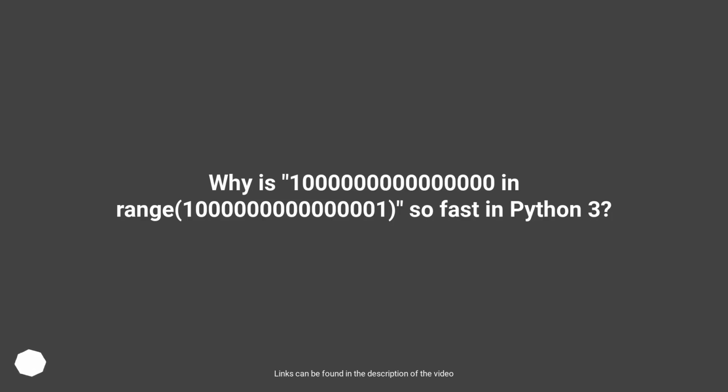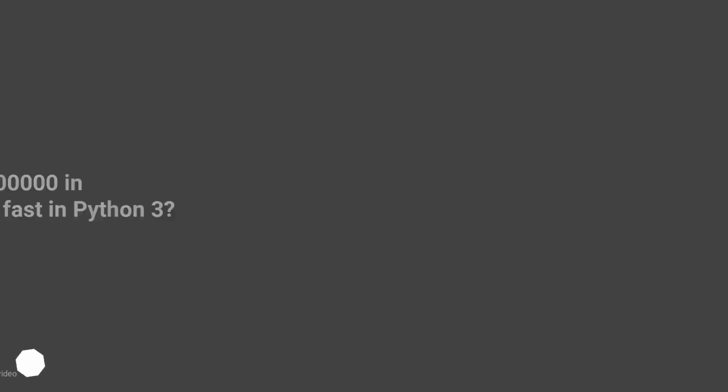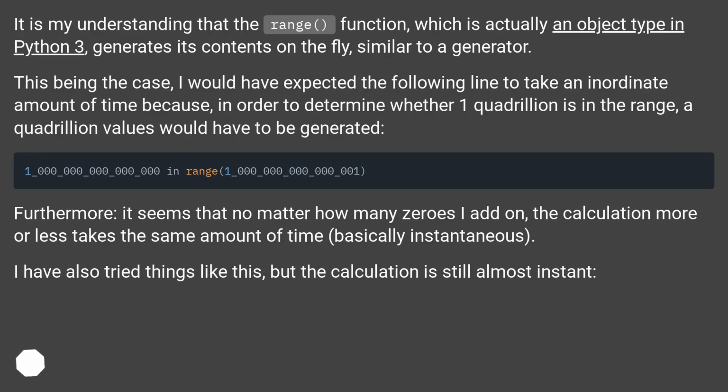Why is 1 quadrillion in range(1 quadrillion + 1) so fast in Python 3? It is my understanding that the range function, which is actually an object type in Python 3, generates its contents on the fly, similar to a generator.